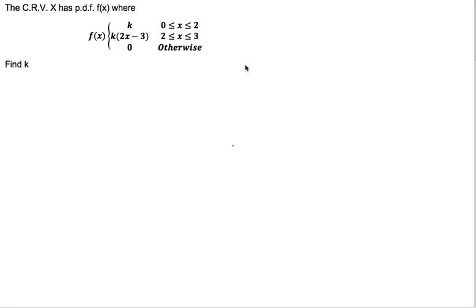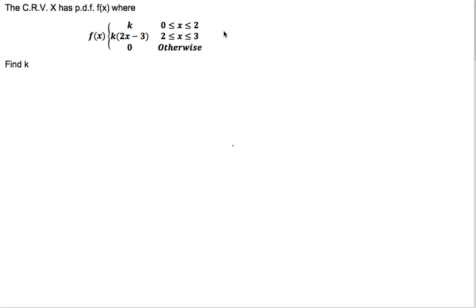We have the continuous random variable x, which has a probability density function f of x, where f of x is defined over two ranges. It's defined by the constant k for 0 less than or equal to x less than or equal to 2, and k times (2x minus 3) for 2 less than or equal to x less than or equal to 3. It's then 0 otherwise. We're asked to find k.